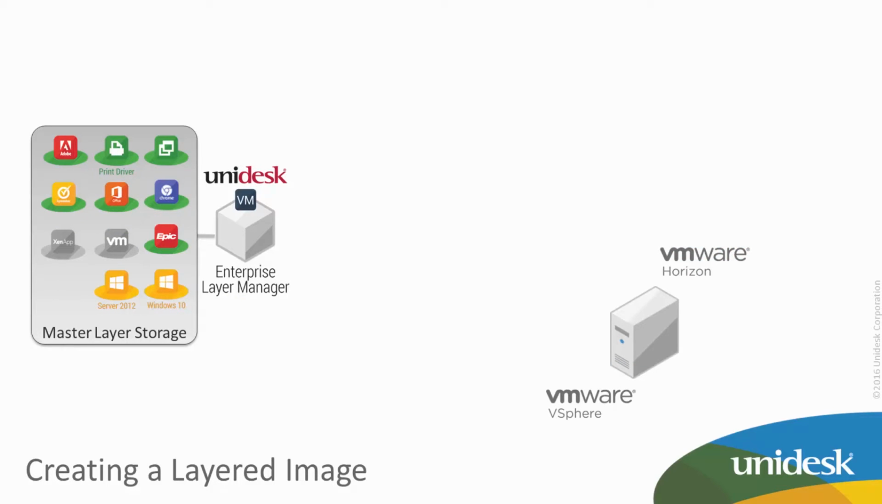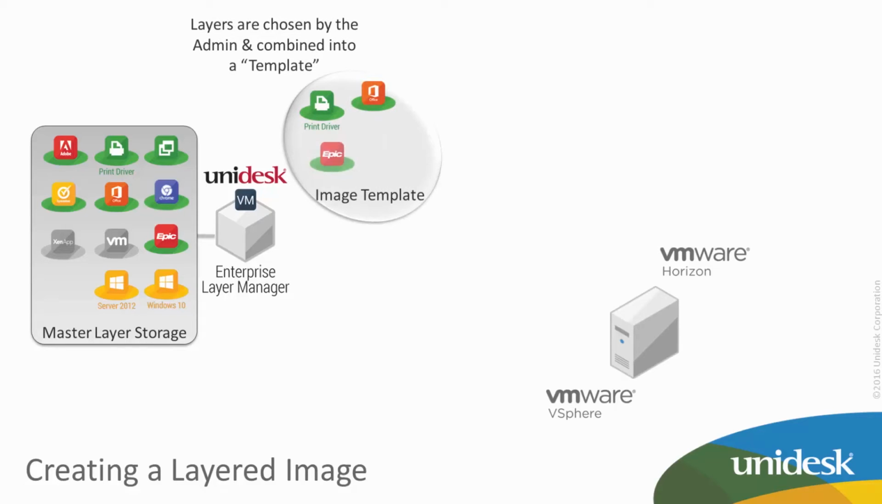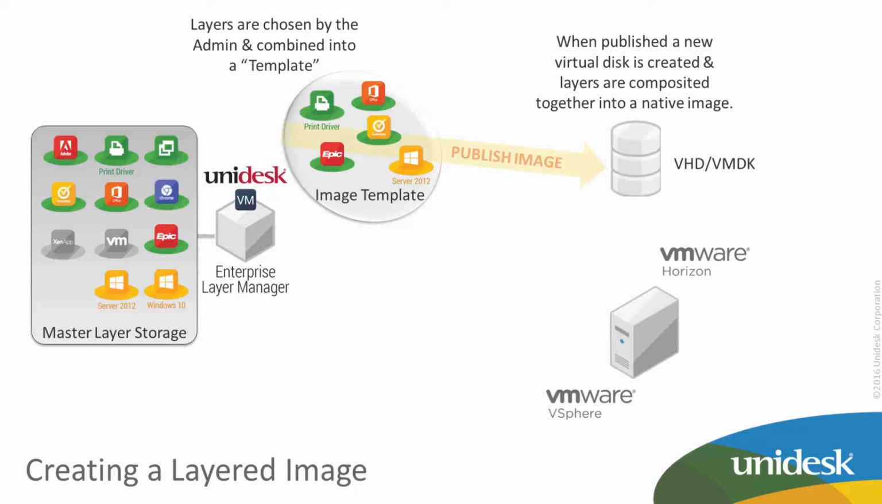So you set up Unidesk, you grab a couple of your operating systems, Server 2012, Windows 10, you package up some applications, and then IT creates an image template. Now this is different than the typical image template, which is a monolithic disk that every time you want to update, you have to crack it open, update it, you've taken a snapshot, whatever the process is for the mechanism you're using. In this case, the admin is simply picking and choosing the apps and OS layers they want. That goes into a bill of materials. That image template can then be published, which actually creates the image or updates the image that's already out there.